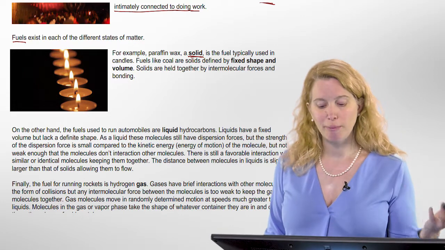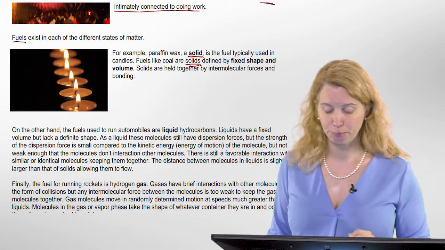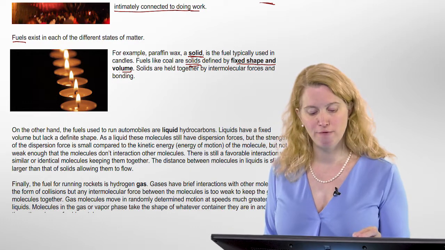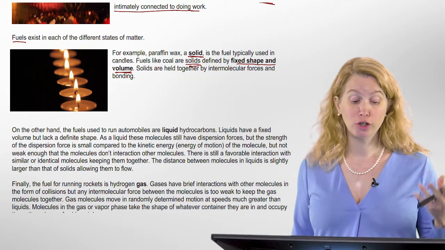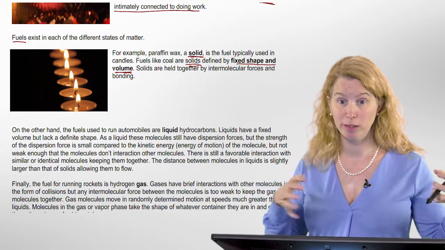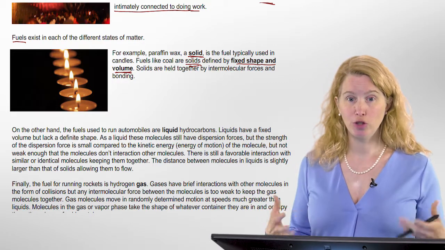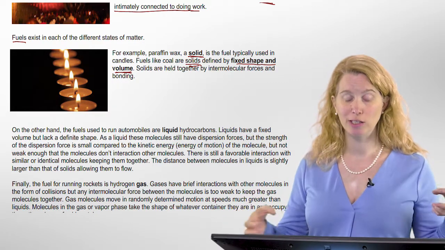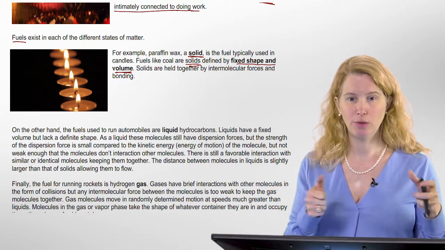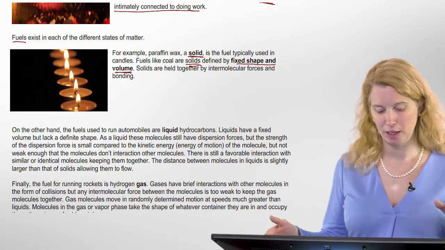So fuels like paraffin or coal or wood, these are solids. And solids are defined specifically by a fixed shape and a volume. And you've learned in the previous lessons that solids are largely held together by bonding between the atoms and also by intermolecular forces. So the energies of the interactions in a solid are such that those atoms are held very tightly in place, so that the atoms don't have translational energy to be able to go wherever they would like.